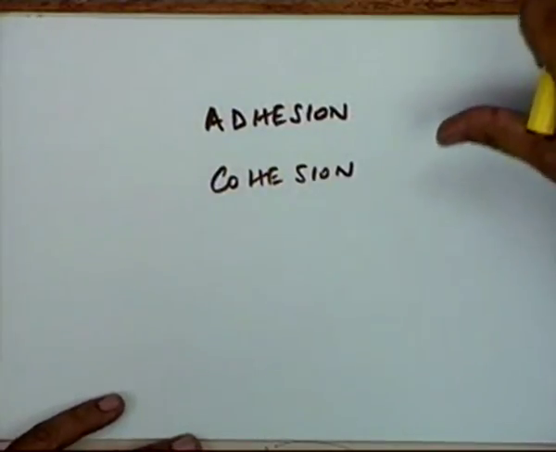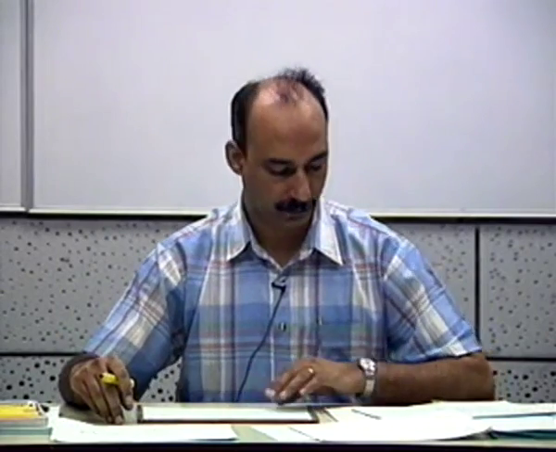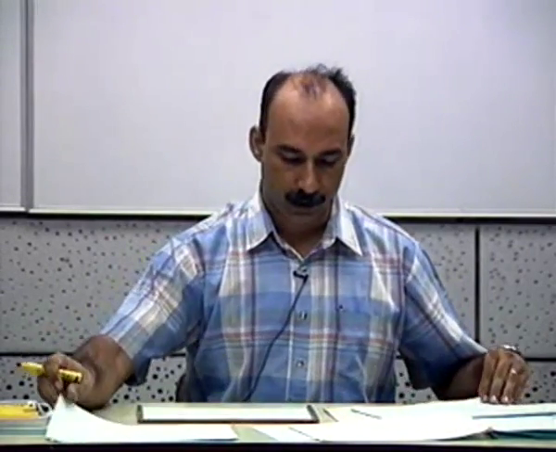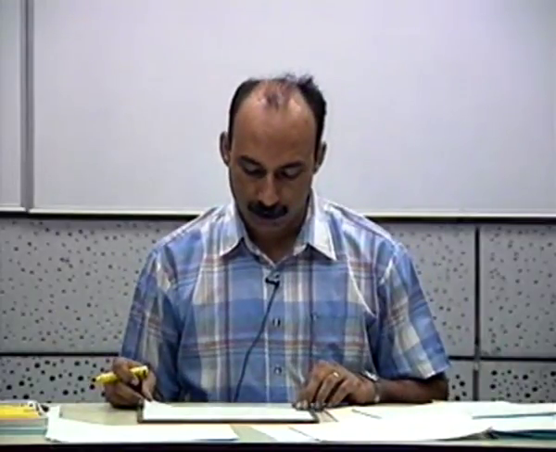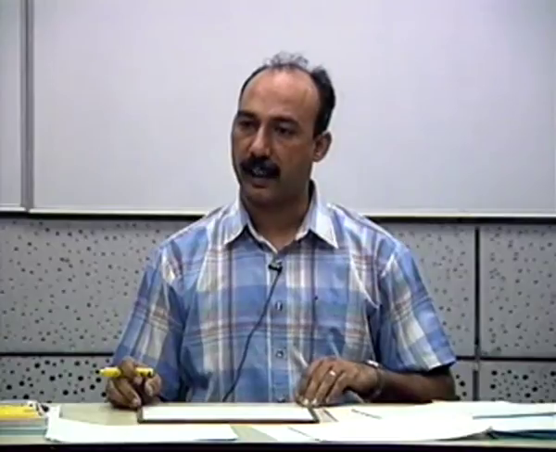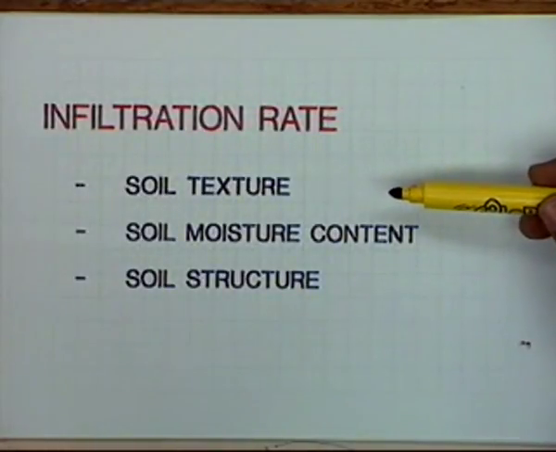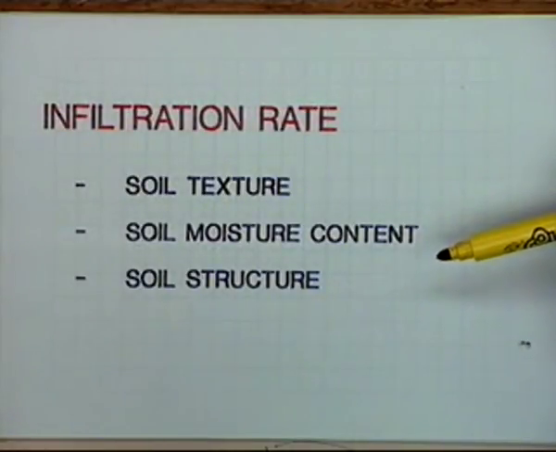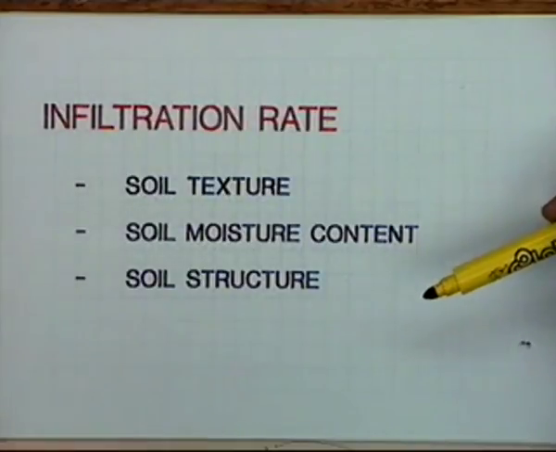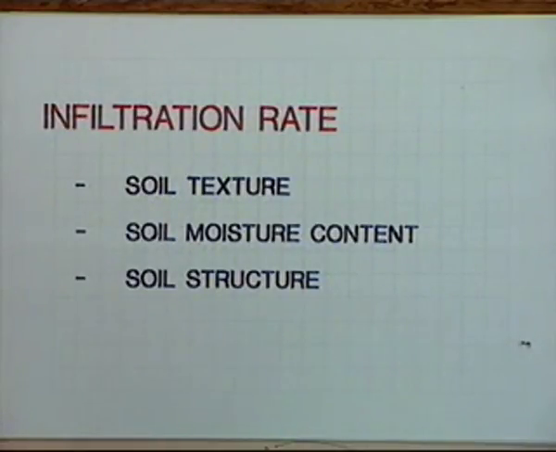And because of these forces, the moisture tension keeps on varying depending on what is the level of moisture availability in the soil. So if we look at the major factors which influence the infiltration rate, the soil texture is one, then the soil moisture content, and the soil structure. These are the three major factors which influence the infiltration rate.